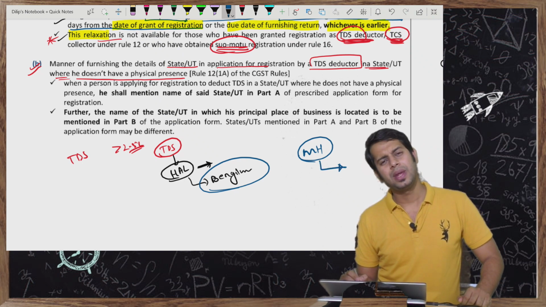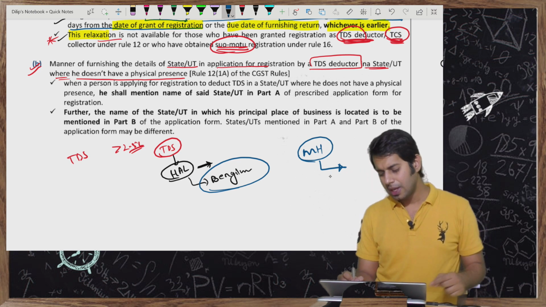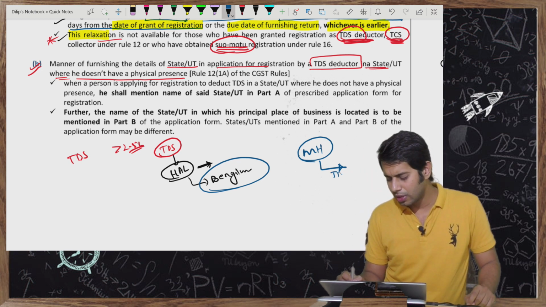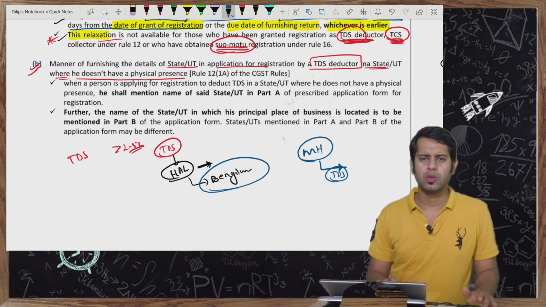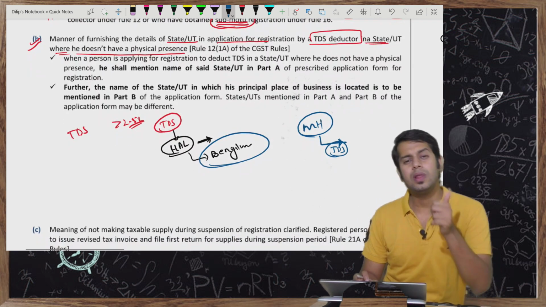Because they are making the payment from there, because the services are provided over there, TDS is also required to be deducted by them at that location. How will they deduct TDS?